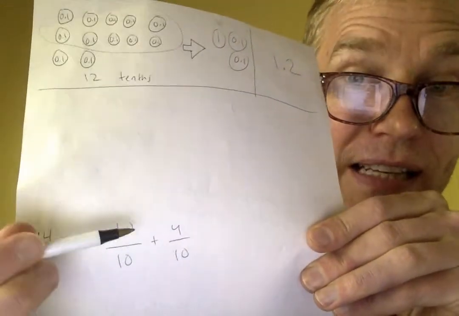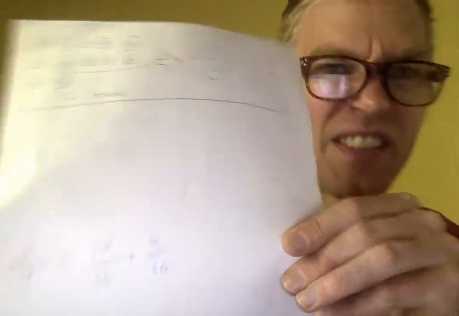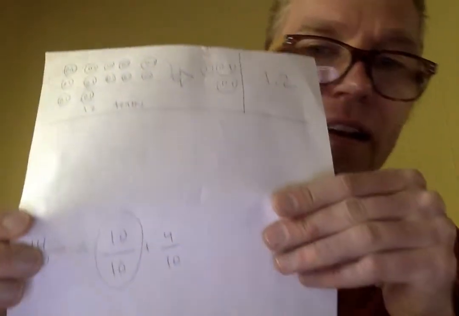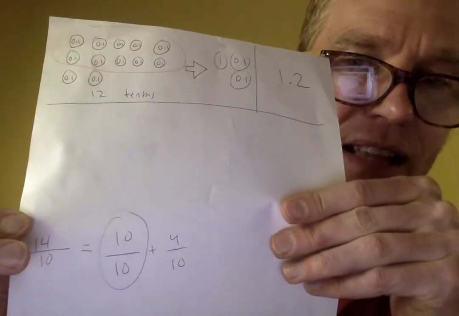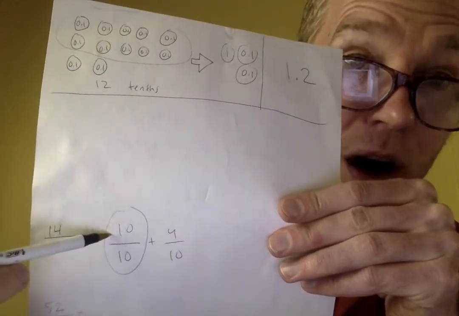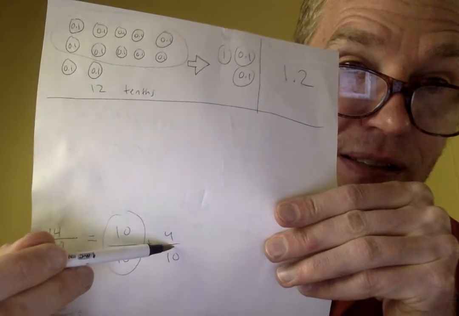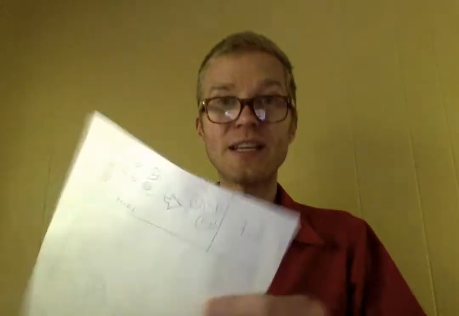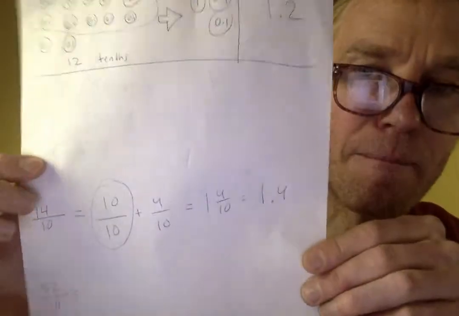14 tenths is 10 tenths, which is the whole. So I'm going to just circle it. And then I've got 4 tenths left over. So I've got a whole and 4 tenths. I've got 1 and 4 tenths. 1 and 4 tenths looks like what as a decimal? It's 1 and 4 in the tenth spot. So it might look kind of like that.